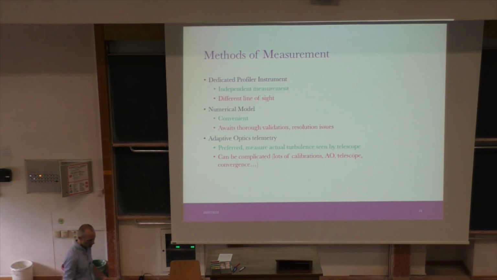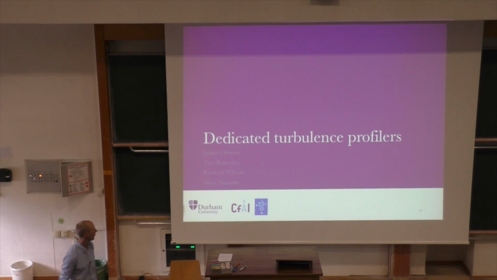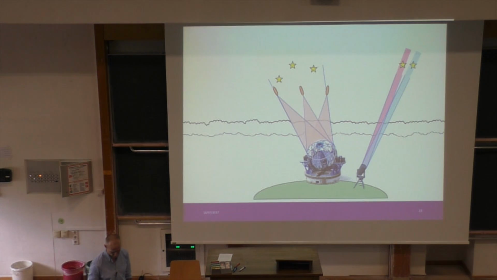So all of these different methods of measurement, the sources of information, are useful, and they all have good points and bad points. And actually, the answer is probably some combination of all of them. But for the remainder of the talk, I'm going to go through each of these in turn and just show where we're up to in Durham at the moment. It's not to say it's the state of the art in the world, but it's what I'm personally working on. So to start with the turbulence profilers, and this is mainly done in collaboration with ESO.